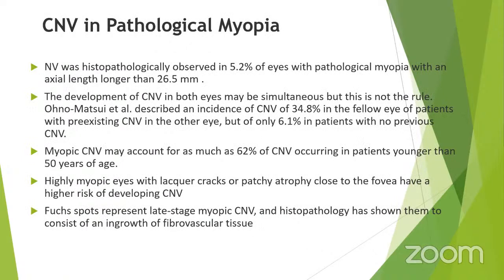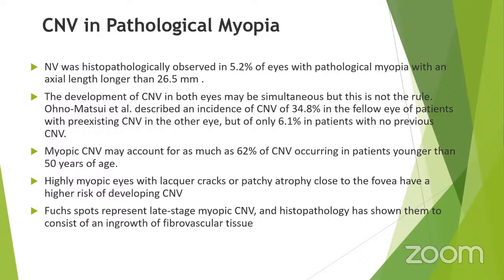Now, the CNVM in pathological myopia. Neovascularization was histopathologically observed in 5.2% of the eyes with pathological myopia with an axial length longer than 26.5 millimeters. Development of CNVM in both eyes may be simultaneous, but this is not the rule. Ono Matsui et al. described an incidence of CNV of 34.8% in the fellow eye of patients with pre-existing CNV in the other eye, but only 6.1% in eyes with no previous CNV.